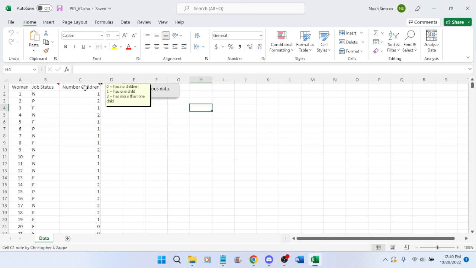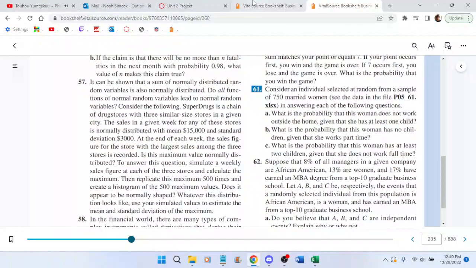So there's job status. Number of children. There's three options for number of children, and there's three options for this. And here we have a question of probability: a woman does not work outside the home, given that she has at least one child. Do I have to use the filter thing to solve that question? Because do I just isolate the amount? Like, oh my gosh. How do you do this question, man?